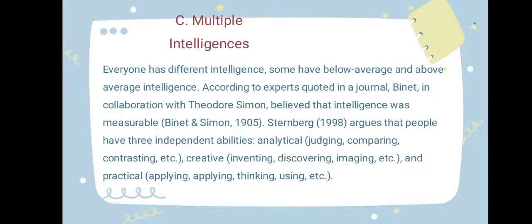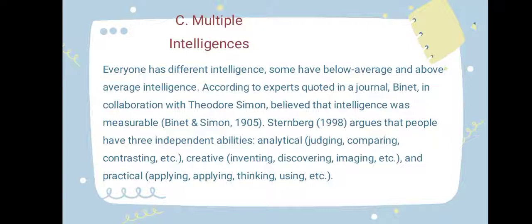Third, multiple intelligence. Everyone has different intelligence. Some have below average and above average intelligence. According to experts quoted in a journal, Binet, in collaboration with Theodore Simon, believed that intelligence was measurable.